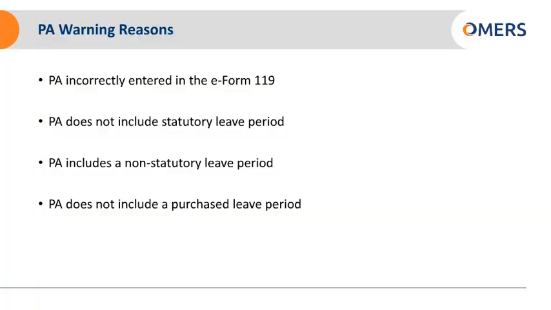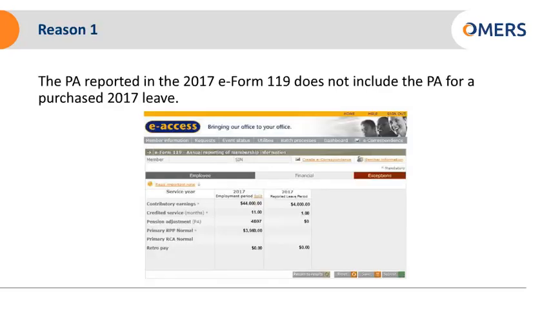Some reasons this warning may fire include PA incorrectly entered in the eForm 119, PA does not include a statutory leave period, for example, pregnancy or parental leaves, PA includes a non-statutory leave period, or the PA does not include a purchased leave period. Example number 1 of this warning firing is, the PA reported in the 2017 eForm 119 does not include the PA for a purchased 2017 leave.